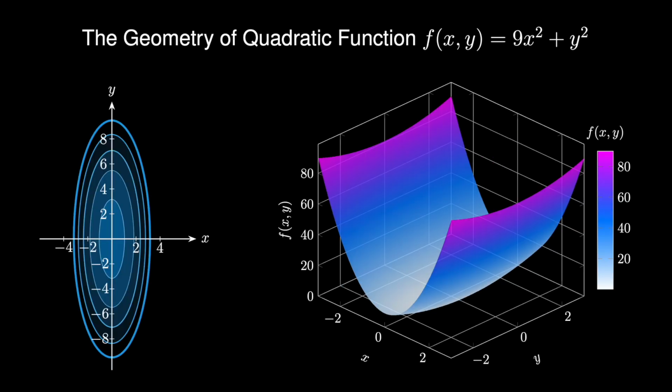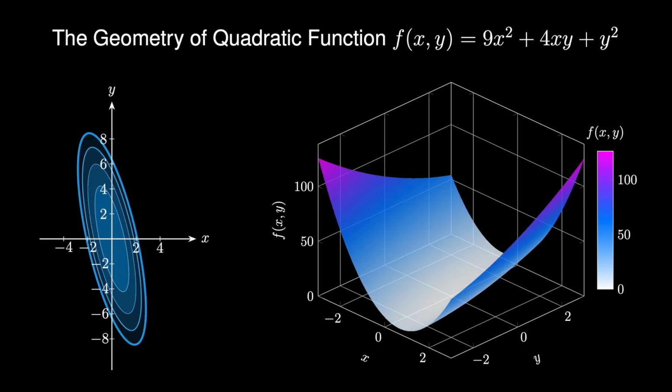To summarize, without a cross term, the contours are axis-aligned ellipses and the 3D surface is a symmetric ball. With a cross term, everything rotates, but by using eigenvalue decomposition, we see that the underlying math remains elegant, organized, and deeply interpretable.